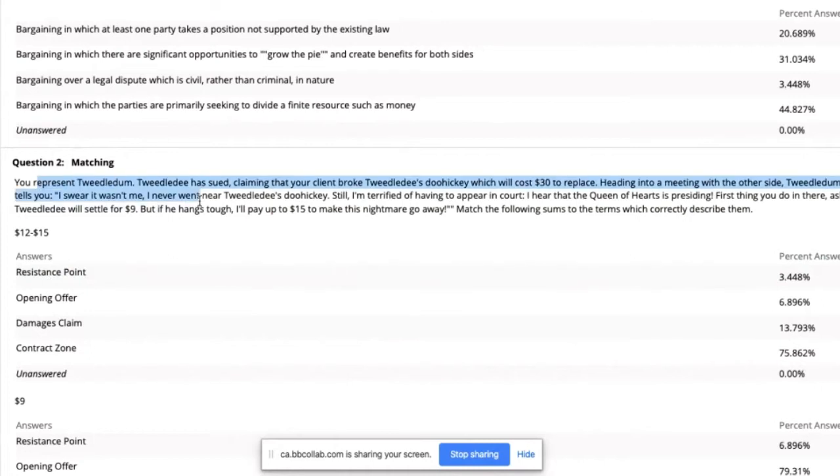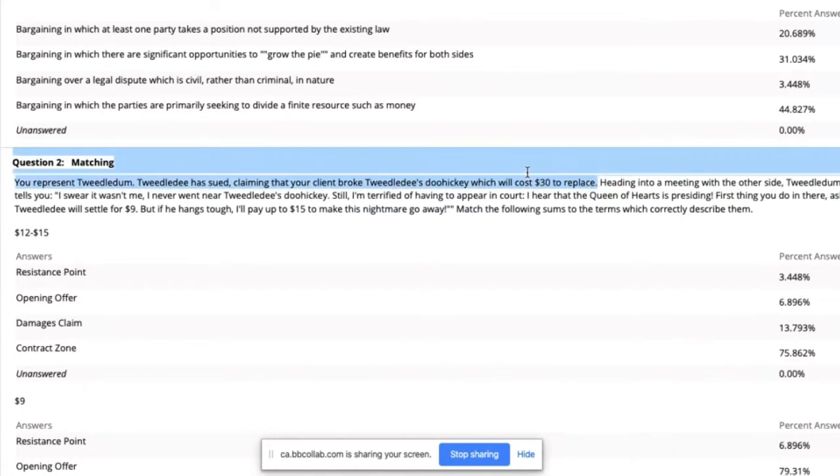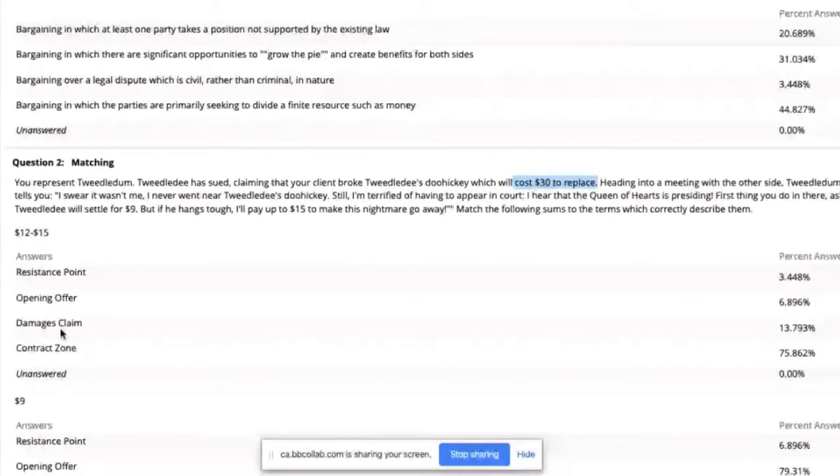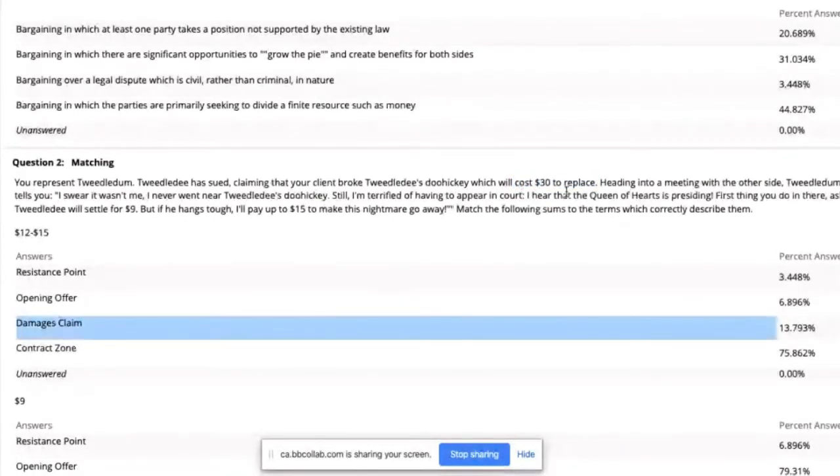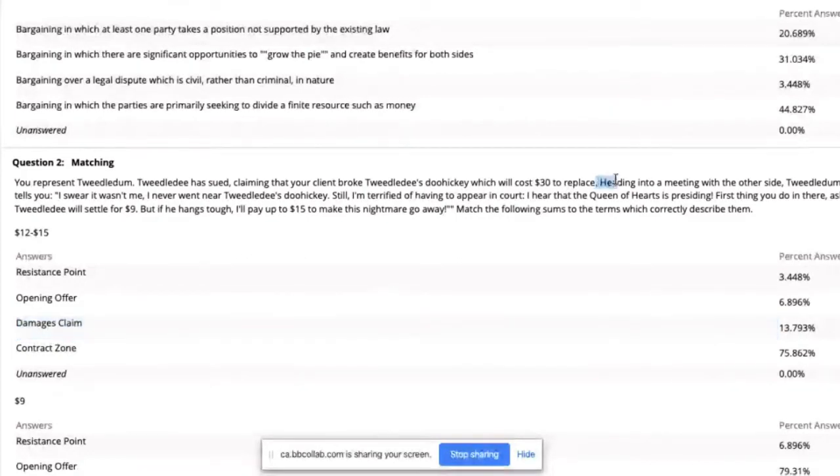So we've got these two, and there's a claim, right? There's a statement of claim. This is a civil litigation, right? Tweedledee is sued, claiming that your client broke this doohickey, and he's claimed $30. So that's going to be the damages claim, the $30. That was the original piece. Now, the interesting thing about negotiation is all of those claims that are made in the statement of claim kind of lose a lot of their significance, right?